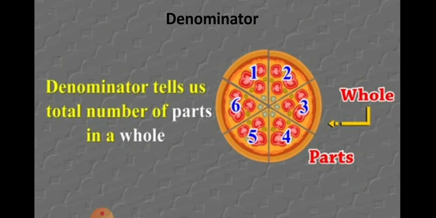The denominator tells us the total number of parts in a whole. So you can see how many total parts are there which complete the whole. So 1, 2, 3, 4, 5, 6. So the total parts, or whole part if I say, is 6, and so our denominator will become 6.